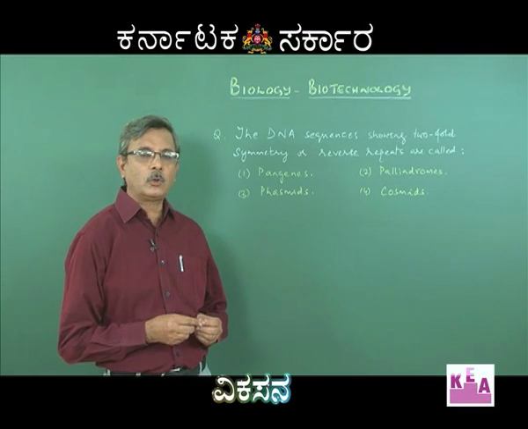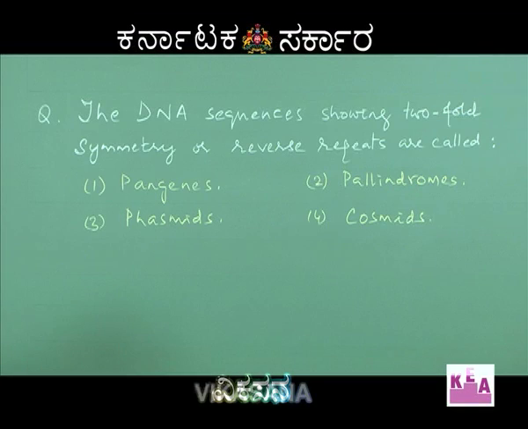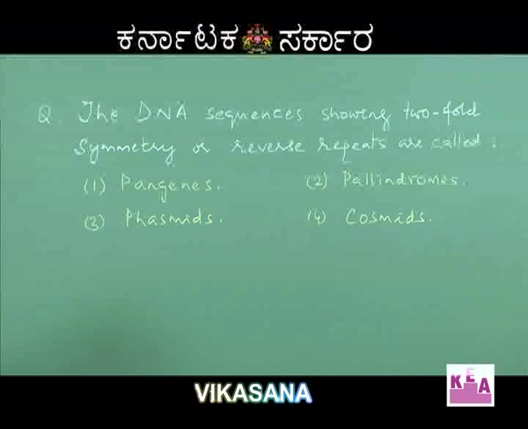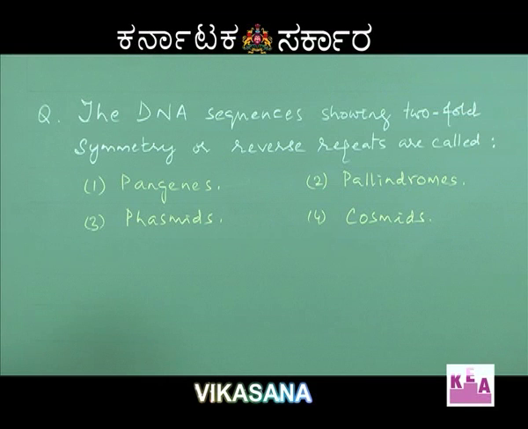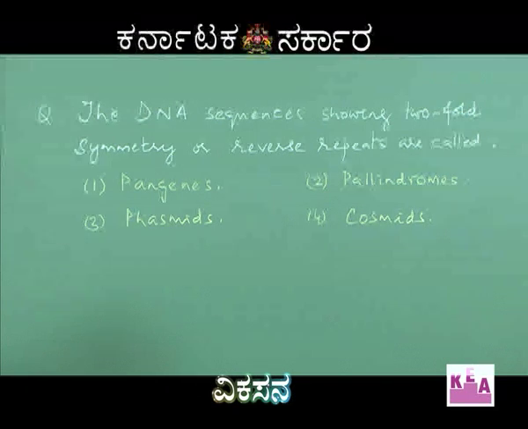Now we move on to the next question. The DNA sequences showing two-fold symmetry or reverse repeats are called: option 1 pangenes, option 2 palindromes, option 3 plasmids, option 4 cosmids. So, remember here the DNA sequence showing two-fold symmetry or reverse repeats, bifold symmetry, I call it.